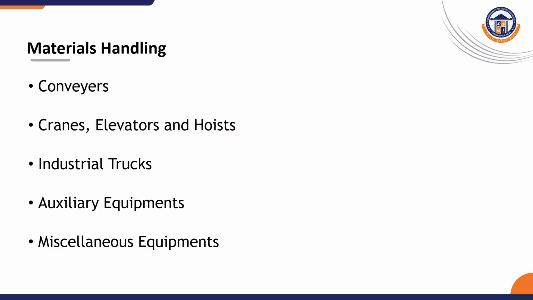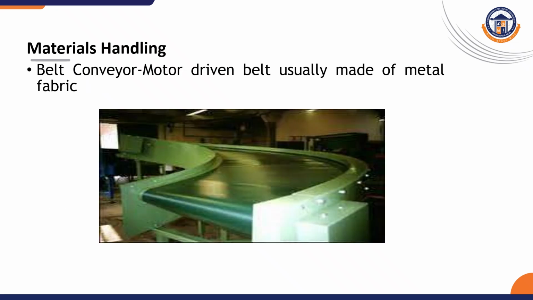Then what are the types? You say conveyors are there, cranes, elevators, and hoists are there. We have some photographs we'll show you. Industrial trucks are there, and auxiliary equipment, which helps in material handling but cannot transfer the material directly by itself. Then miscellaneous equipment. These are the material handling equipment. So, some photographs of the material handling.